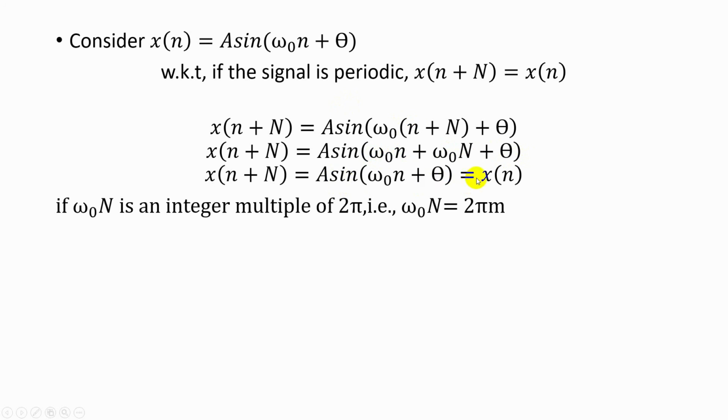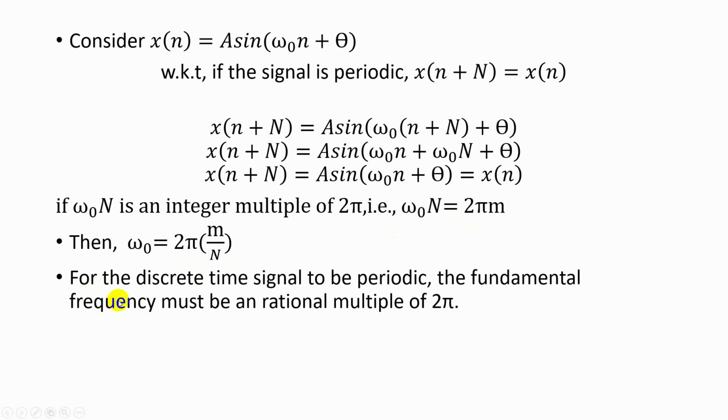If it is periodic, this signal must be equal to a sin omega naught n plus theta, that is the original signal. This will happen when the term omega naught N is an integer multiple of 2 pi. That is, omega naught N must be equal to 2 pi into an integer m. In that case, the signal is the same as a sin omega naught n plus theta, which is the original signal. Then omega naught is equal to 2 pi m divided by N.